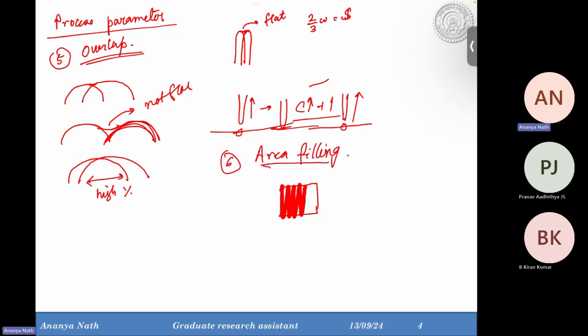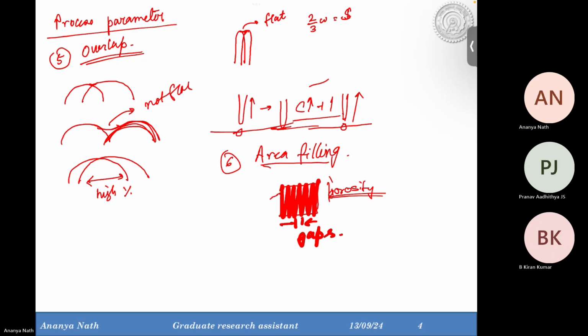You understand how my pen is moving and building this, filling this box. Now we are having these small gaps, right? Gap. Because of these gaps, you will have porosity. So that's why overlap ratio is very important.